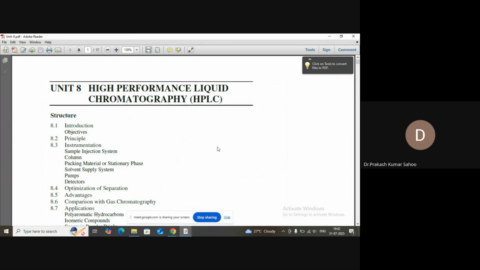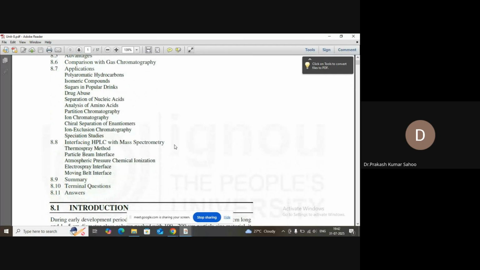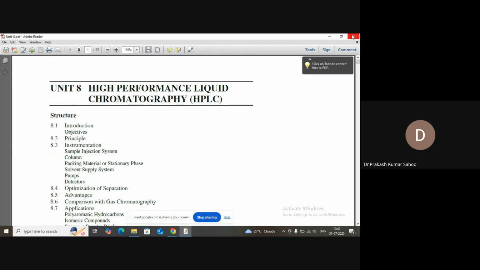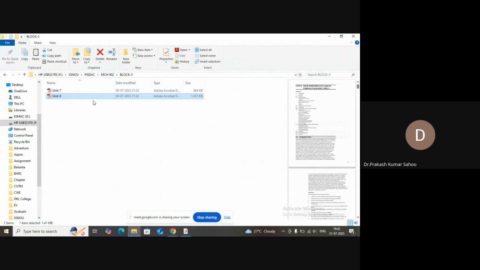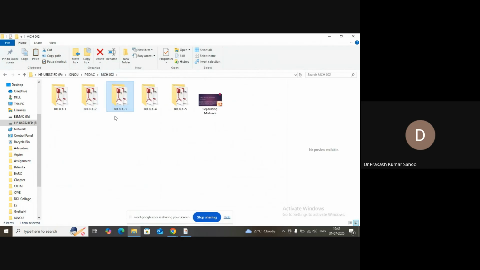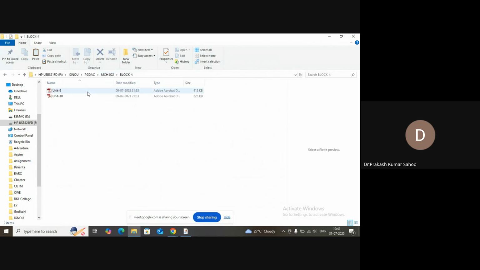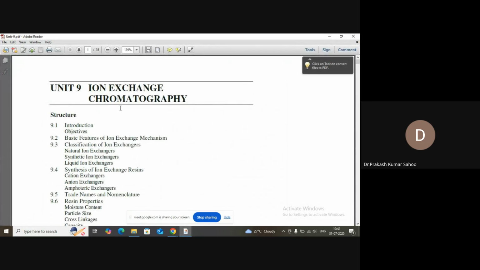After that we have unit 8, which is related to HPLC, high performance liquid chromatography. These are very advanced techniques which are combined with mass spectrometry to carry out different analyses in space, that is in the Mars mission or in the Moon mission. The HPLC with GCMS are used. Then we have ion chromatography, ion exchange chromatography, at unit 9. It is ion exchanger.